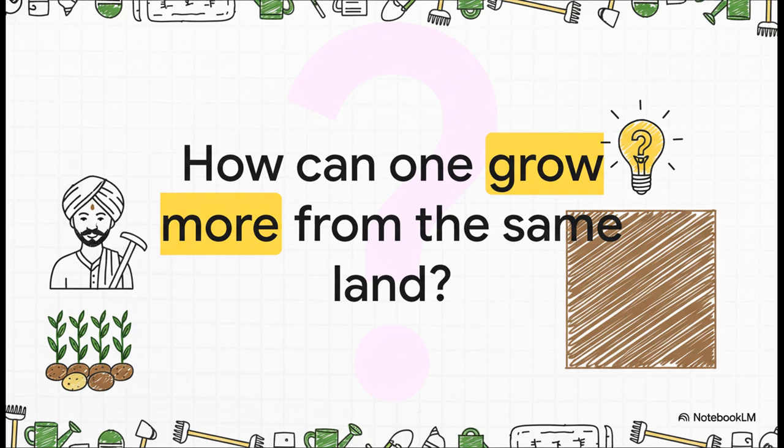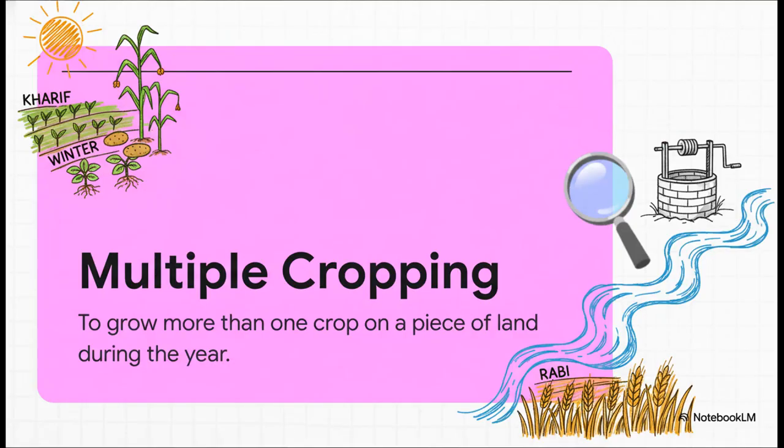So, this leads to a very, very important question that not just the farmers in Palampur, but farmers all over India face. How can they grow more from the same amount of land? Well, one solution is something called multiple cropping. What does this mean? It means to grow more than one crop on a piece of land during the year. For example, farmers in Palampur grow kharif crops like jawar and bajra, then they grow potato, and after that, the rabi crop, which is wheat. This is possible only because Palampur has a well-developed irrigation system, which is powered by electricity.